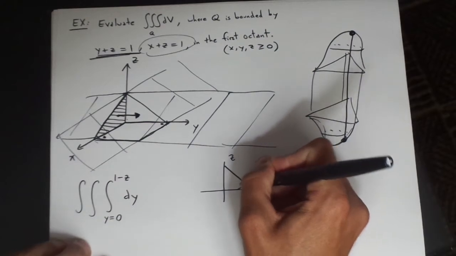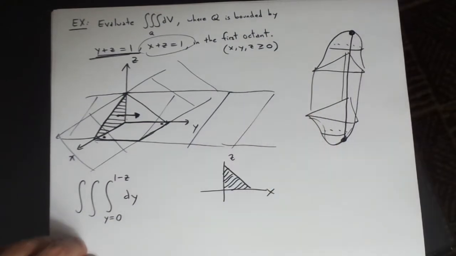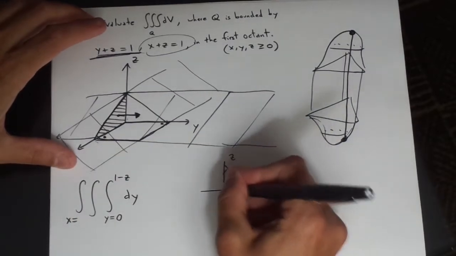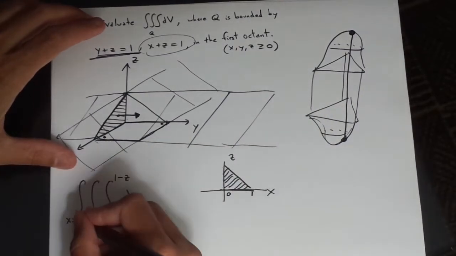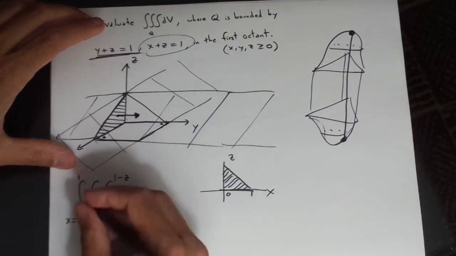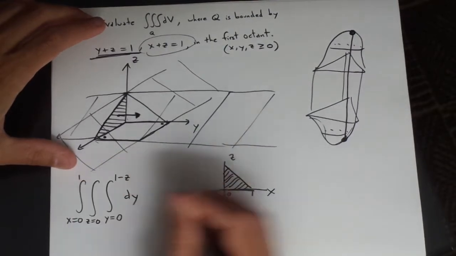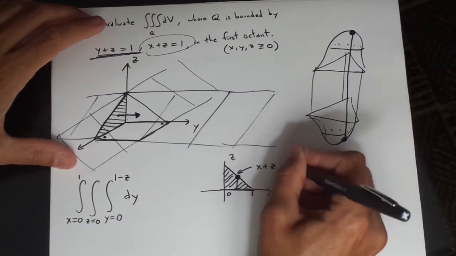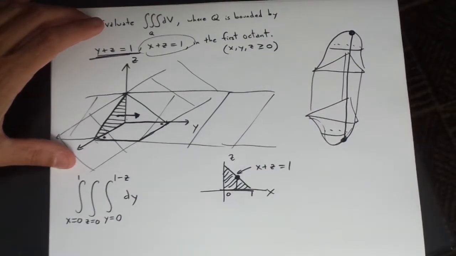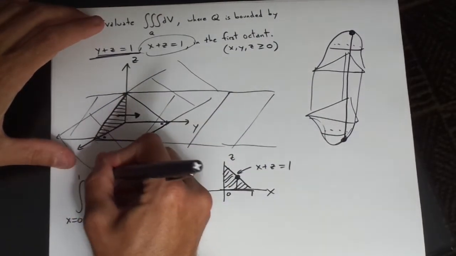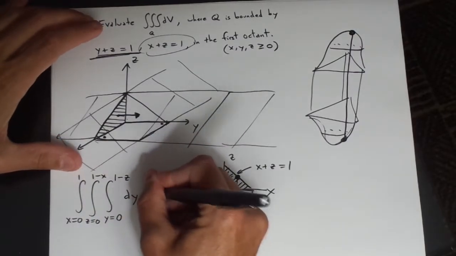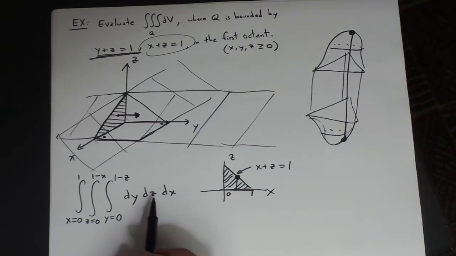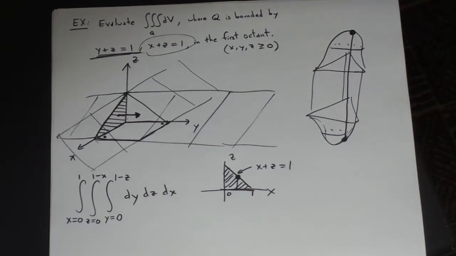The outer two limits of integration, remember I think of them as a pairing. X is just going to go from 0 to 1 right here. I'll do that one on the outside. And then z is going to go from 0 up to this line. This line is, of course, just x plus z equals 1. And so when I solve that for z, I just get 1 minus x. So here we have the order of integration, dy, dz, dx.